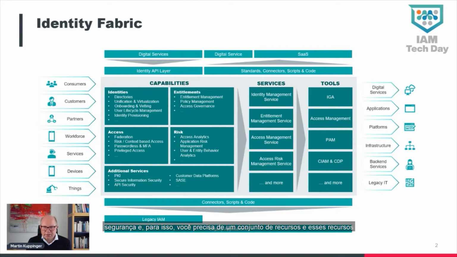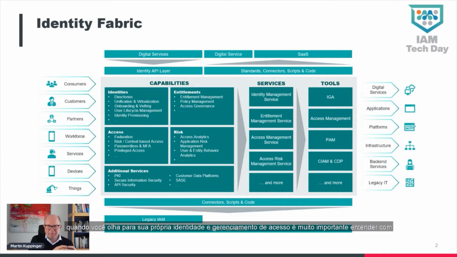And for doing so, you need a set of capabilities. And these capabilities are about managing the identities, managing the entitlements, managing the access, managing the risk, and certain additional services like securely sharing information, managing customer data, integrating with customer data platforms, and many more. So on the left-hand side of the center of this graphic, we have common capabilities.